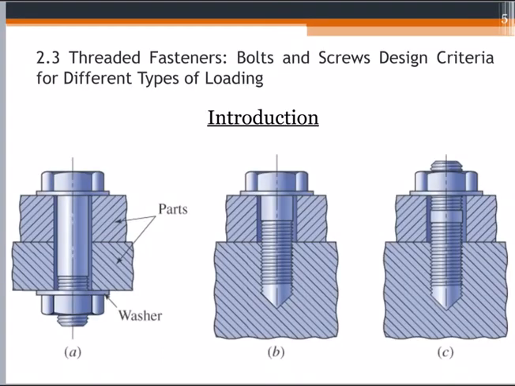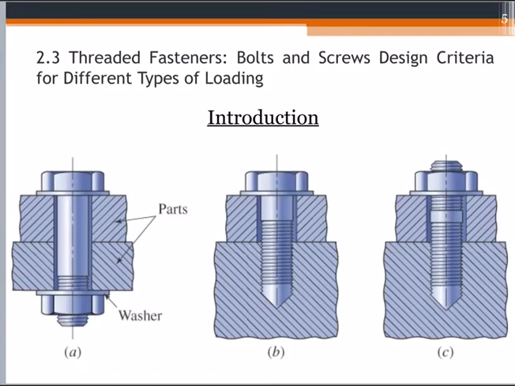As for the introduction, a fastener is a device which can be used to join two or more members to become one body of assembly. There are many methods that can be used to join two or more members. Some of them are by using welding, or we can also use adhesive to join two parts or many parts. But for our chapter, we will only cover the threaded types of fastener.